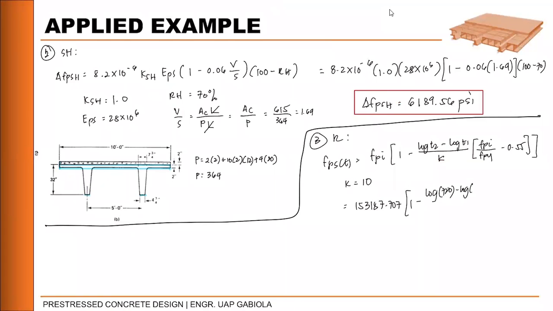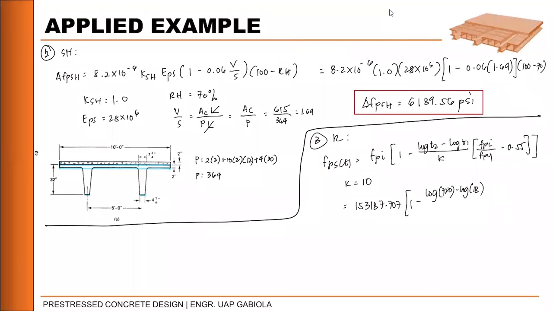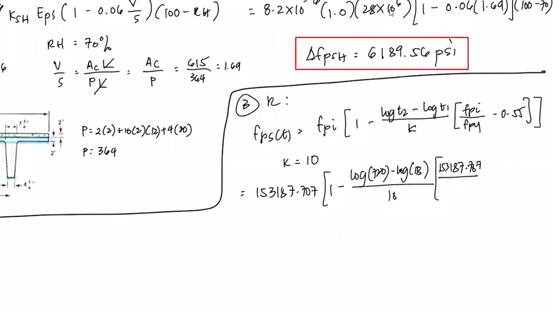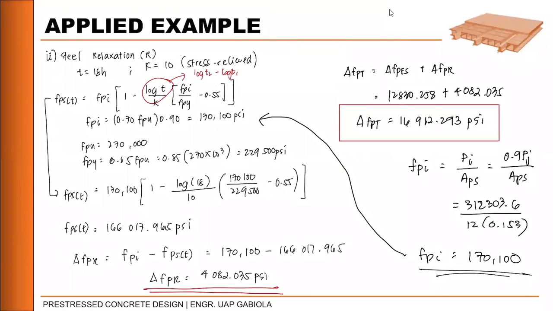So, log kung saan tayo. Yung T1 natin is 18 hours. Over K natin, which is 10. Multiply with FPI natin, again, is 153,187.707. Over FPY natin. So, move ko lang to. So, FPY natin, calculated yan dito. Balikan lang natin. Dito sa relaxation, FPY is ito, 229,500.